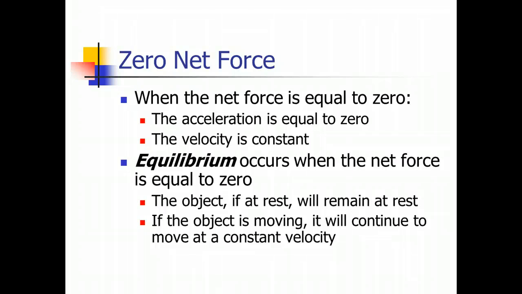When we have an object that has a net force equal to zero, we say that that object is in equilibrium. So when an object is in equilibrium, one of two things will occur. Either the object will stay at rest if it is already at rest, or it will continue moving with a constant velocity. Remember, velocity means both direction and magnitude, so direction and speed. It will not change directions, nor will it speed up or slow down if our object has a net force of zero, if the object is in equilibrium.